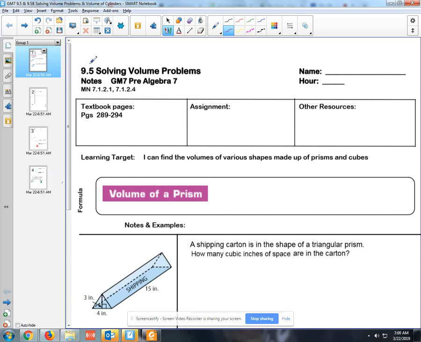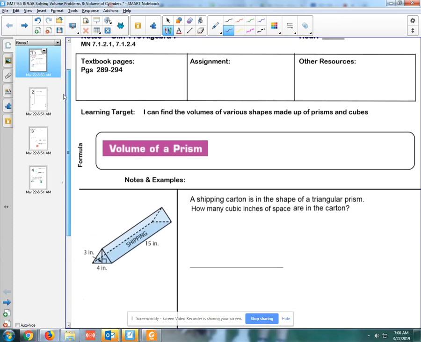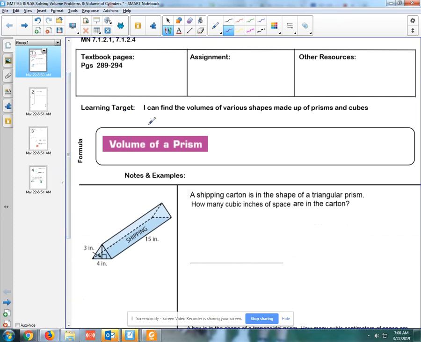So grab your notes for 9.5 where it says solving volume problems. Even though this is in the textbook, today what we're going to do is kind of blast through it quickly. All right. The volume of a prism, or a volume of anything really, is where you are filling an object up, okay? So I like to think of it this way.